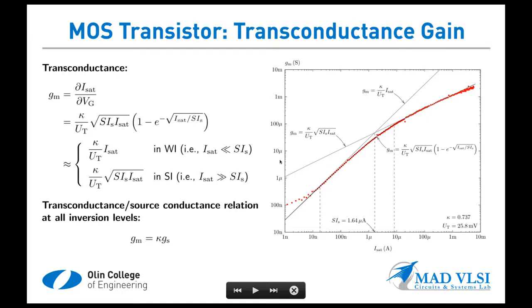In strong inversion, it turns out we get a different power law relationship for the transconductance gain. It turns out the GM is proportional to the square root of the saturation current. And so the transconductance gain predicted by this EKV model does a very nice job at following the transconductance of the device all the way through the transition region, whereas both of these extrapolated weak inversion and strong inversion models don't do so good as we get into this transition region here.